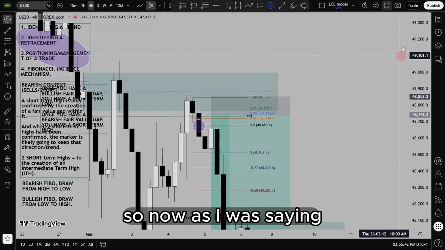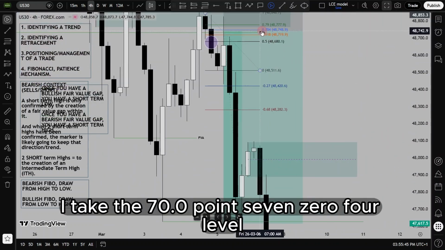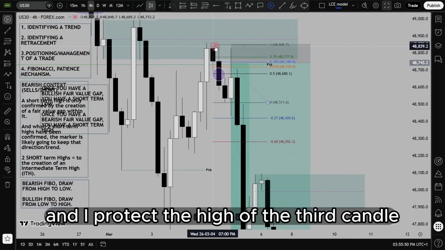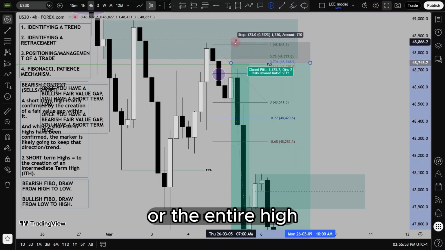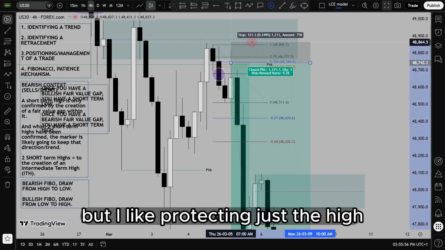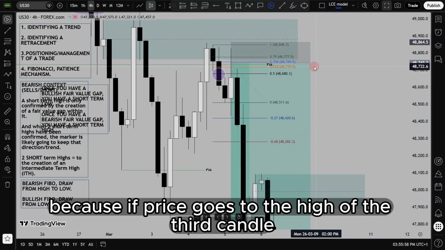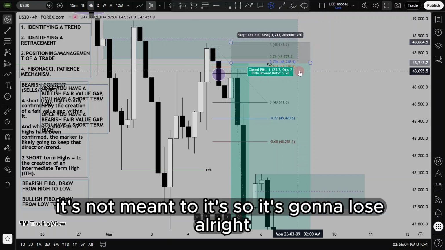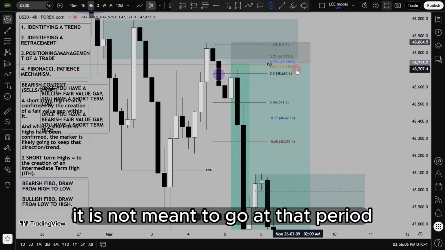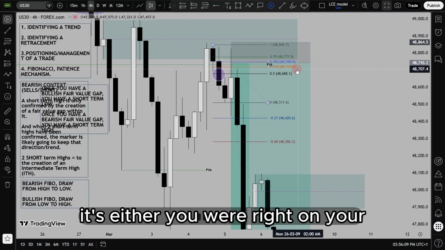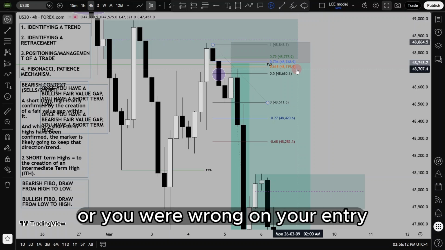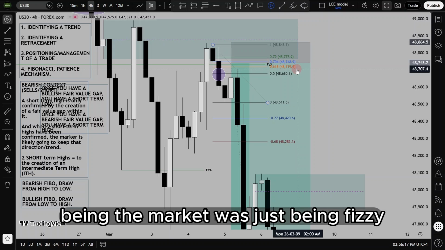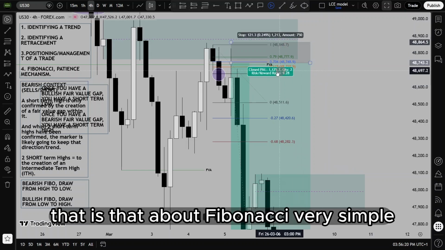So now, as I was saying, I take the 0.704 level and I protect the high of the third candle. I like protecting just the high because if price goes to the high of the third candle, that trade is not meant to work out. It's going to lose. Either you were wrong on your analysis, or wrong on your entry, or the market was just being flimsy. Good. So that is that about Fibonacci.